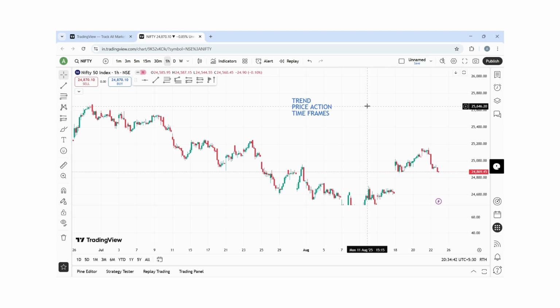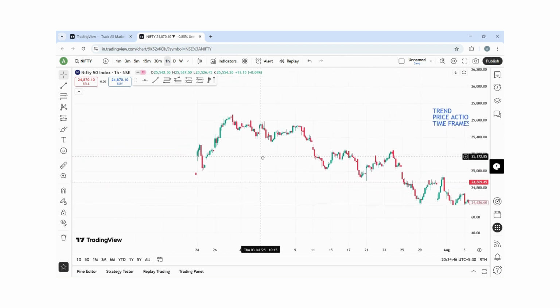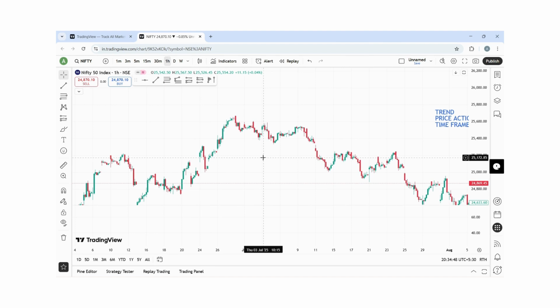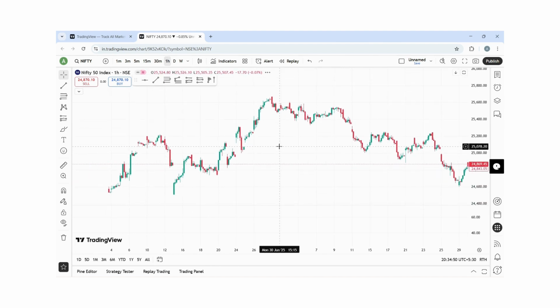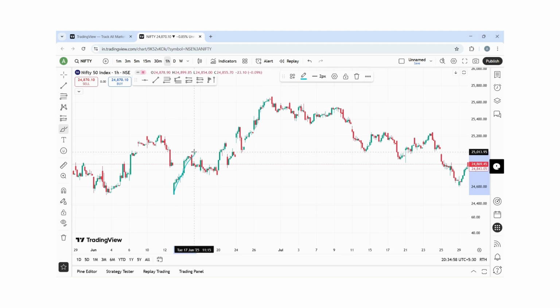What is that? Uptrend. How do we find an uptrend? In an uptrend, higher highs and higher lows will follow. See here, I will show you the example. If you see this, the market has started moving from here and it made a higher high and then a higher low, then higher high, higher low, higher high, higher low, and then higher high. It keeps on going. So this is what is called a trend.